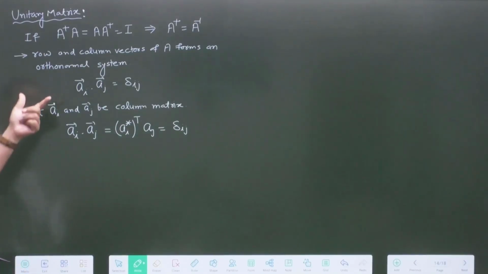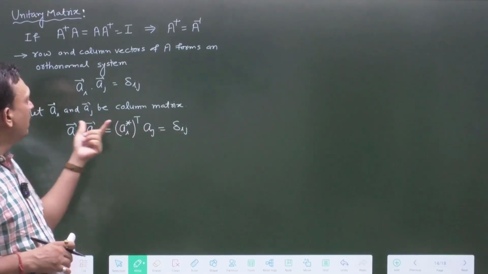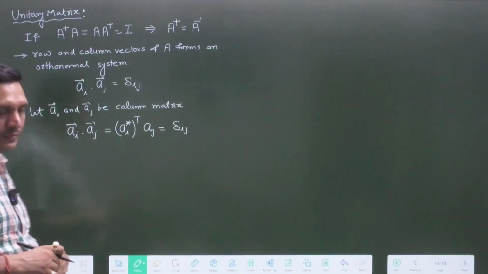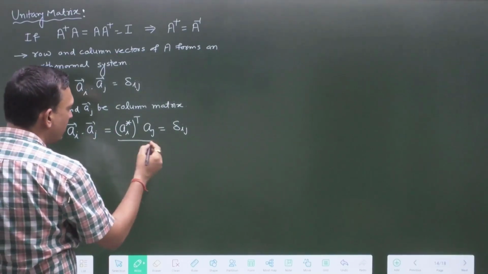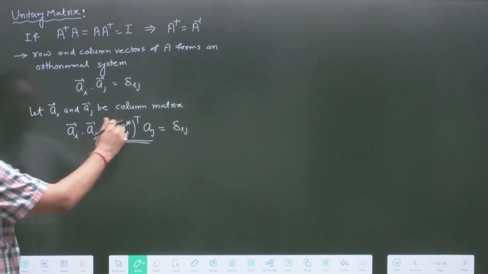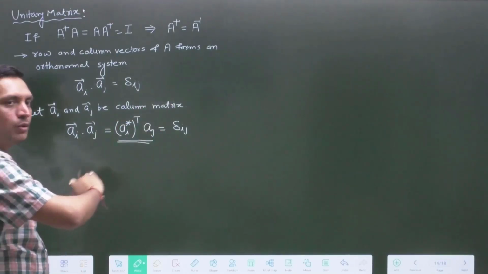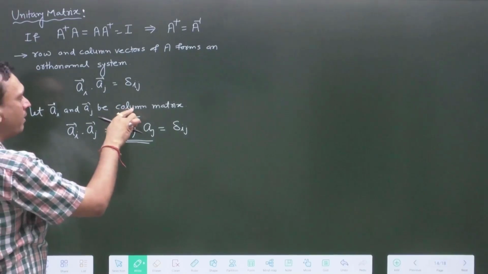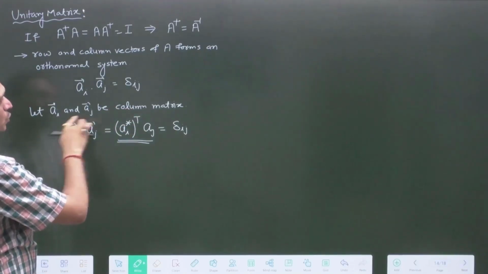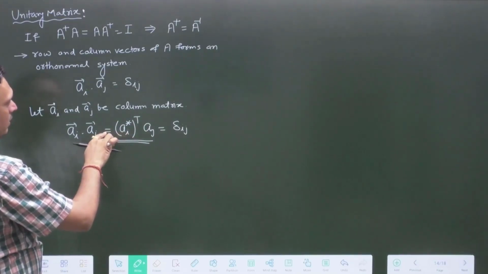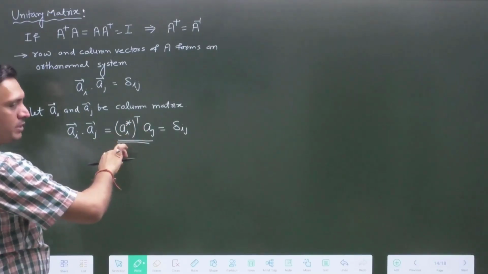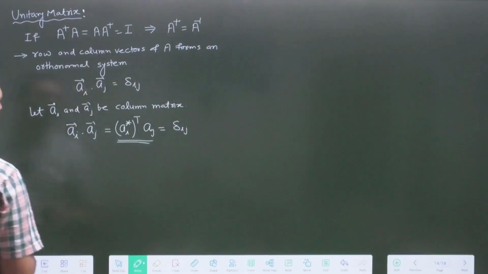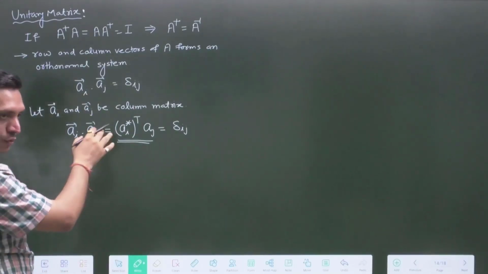So if you have a unitary matrix, this inner product must be delta ij. They form the orthonormal system. But how to define the inner product? This is the case if they are column vectors. If they are row vectors, then you have to multiply row by column only, so you always write row by column. Since it's a row matrix, the first will be the same matrix, and the second will be the complex conjugate transpose. Clear? This is how you find the inner product of a complex matrix.